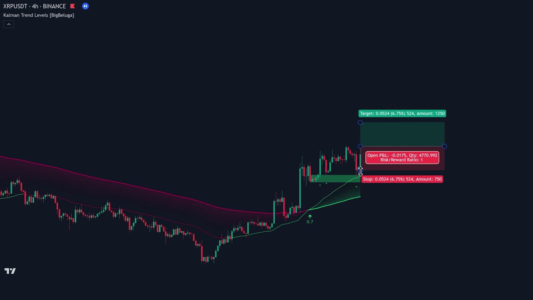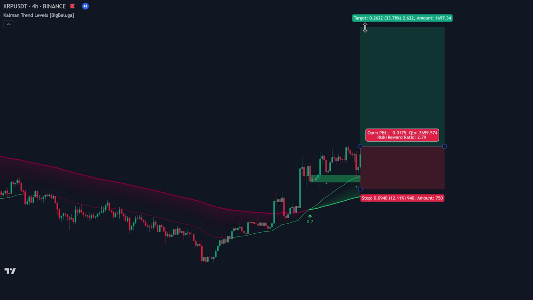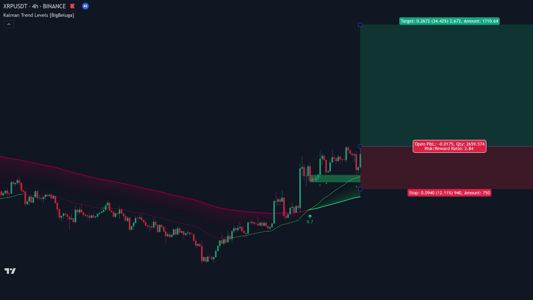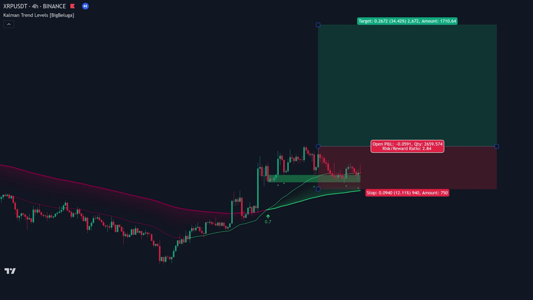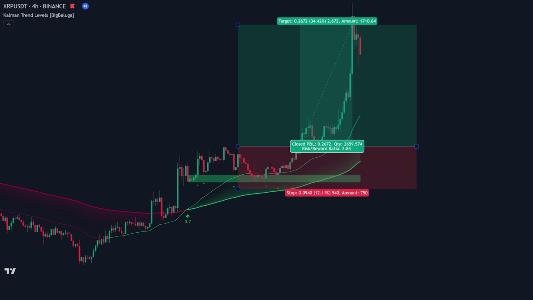For risk management, the stop loss is placed just below the green support box. The take profit target is set higher to capture the bullish move, providing a favorable risk-to-reward ratio. Let's see how this trade unfolds as the bullish momentum continues.